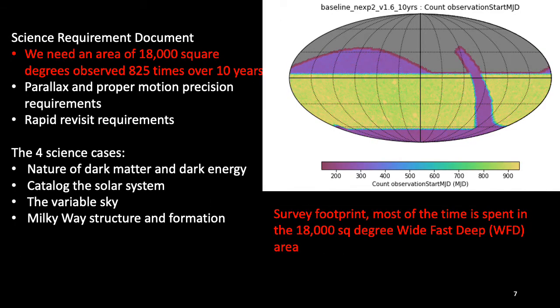All right, so let's look at some of our requirements and how we strive to meet them with our survey strategy. The image here is the end result of one of our 10-year simulations, where I'm showing how many observations there were at every point in the sky. Our first SRD requirement is 18,000 square degrees, and you can see our footprint has this large yellowish-green swath that we call the wide, fast, deep area, which is indeed 18,000 square degrees, and we've observed it about 900 times. So we're easily meeting that SRD requirement.